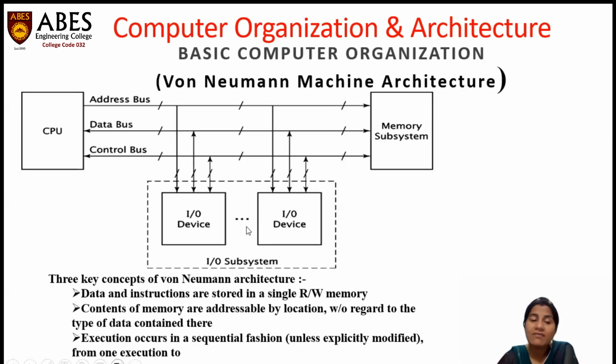Basically, we have three key concepts of the von Neumann architecture. Data and instructions are stored in a single read-write memory. Contents of memory are addressable by location, without regard to the type of data contained there. Execution occurs in a sequential fashion unless explicitly modified from one execution to another.